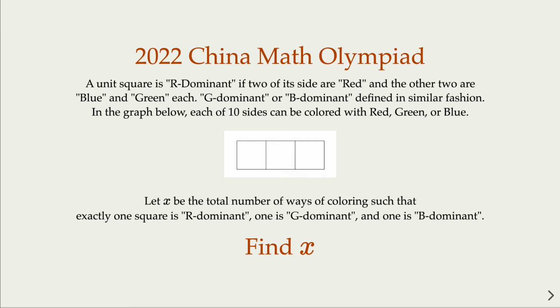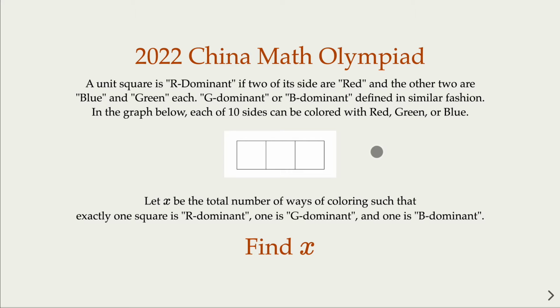We need to color four sides of a square with RGB: red, green, or blue. We call a square red, or R, dominant if two of the sides are red, and the remaining are green and blue. Similarly, if a square is green dominant, we have two sides green and the others are red and blue.